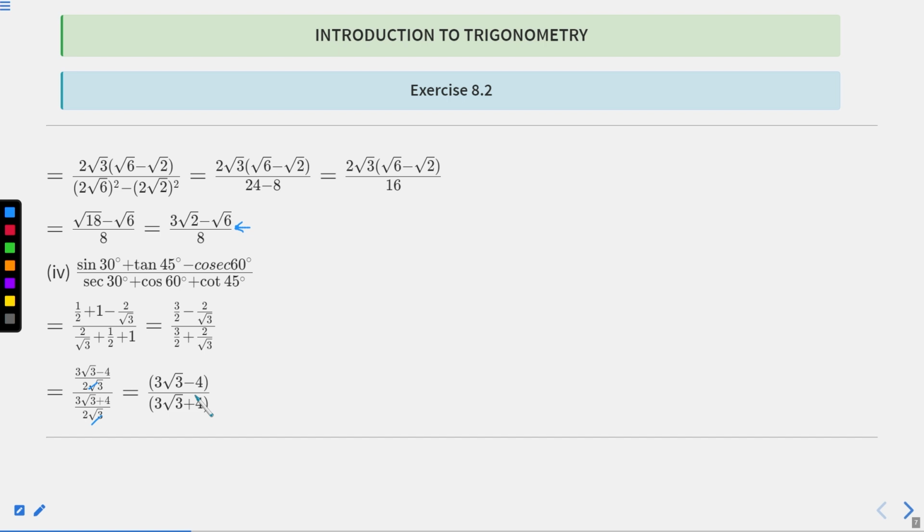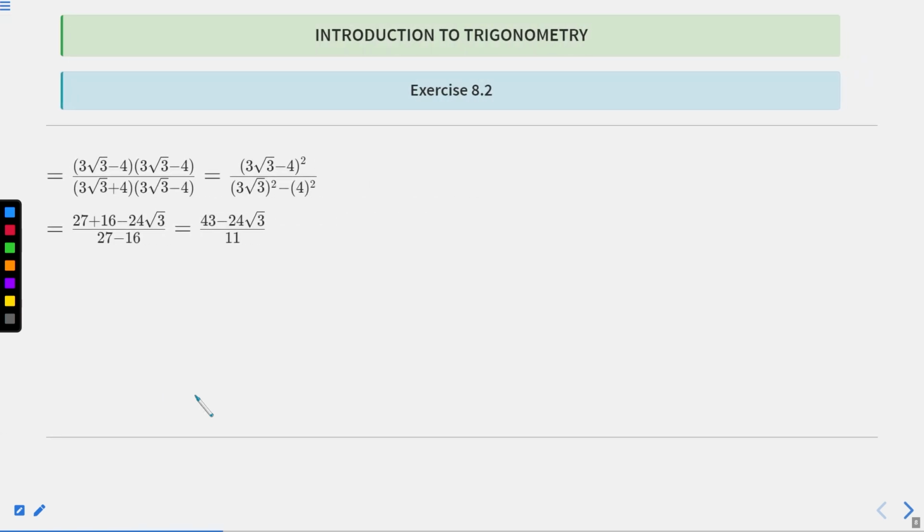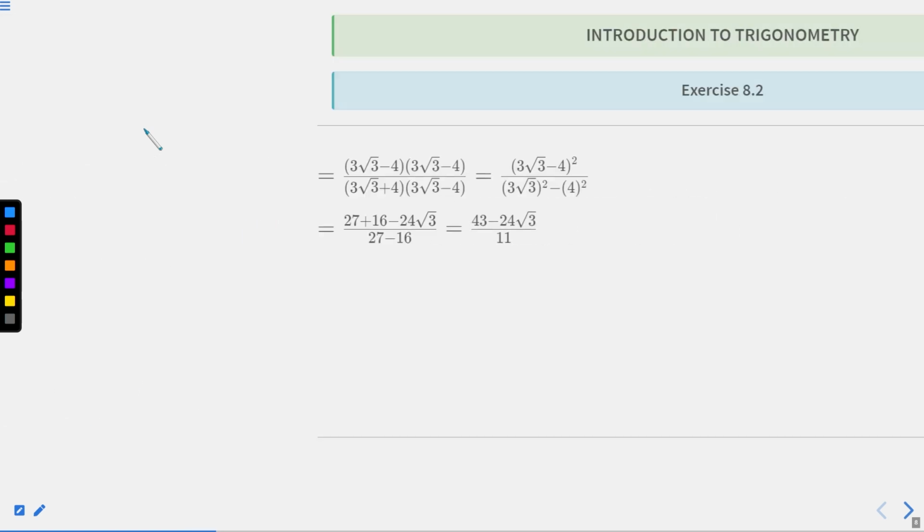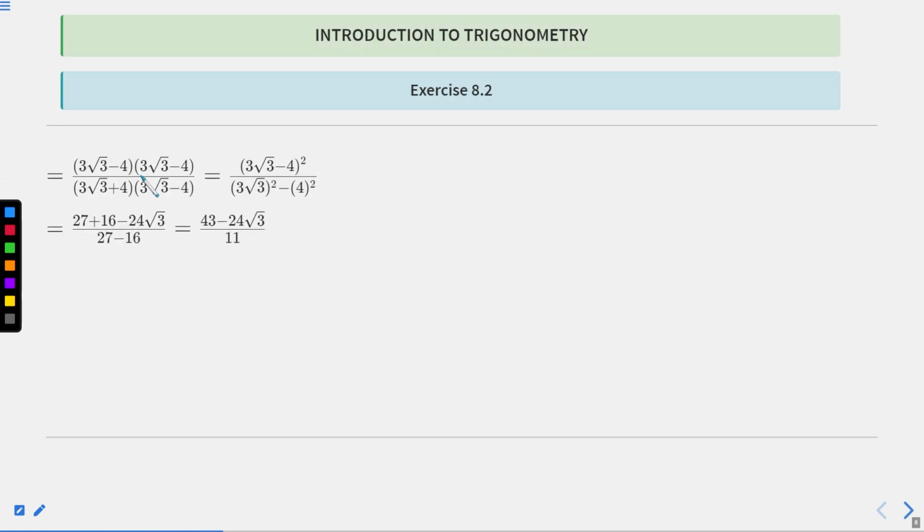So we can further simplify it by rationalizing. So here we can multiply and divide the numerator and denominator by 3 times root 3 minus 4. Okay, so this is equal to 3 times root 3 minus 4 into 3 times root 3 minus 4 divided by 3 times root 3 plus 4 into 3 times root 3 minus 4.